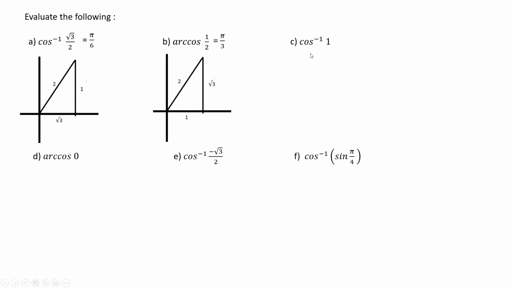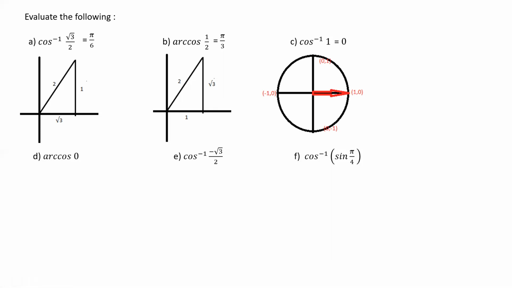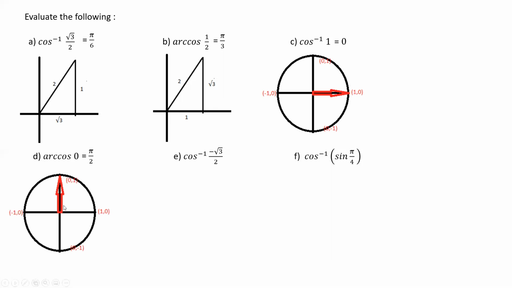The angle whose cosine is 1. We'll need to draw the unit circle. Cosine is x over r. Where on the unit circle does x equal 1? That's 0. The arc cosine of 0. Again, draw the unit circle. Cosine is x over r. Where does x equal 0? Our answer for that, pi over 2.